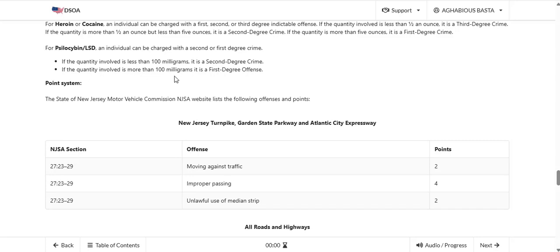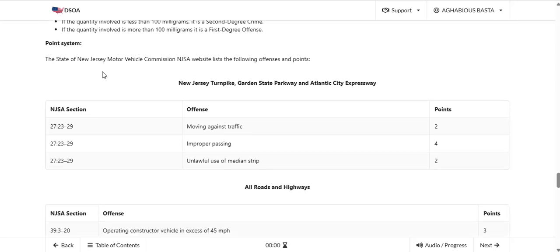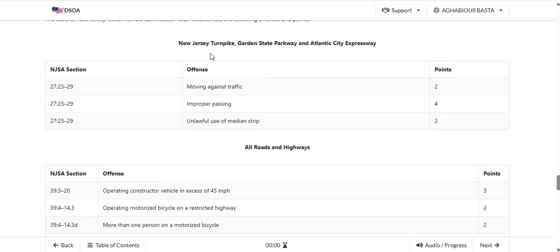Point system. The State of New Jersey Motor Vehicle Commission website lists the following offenses and points. New Jersey Turnpike, Garden State Parkway and Atlantic City Expressway. NJSA Section 27:23-29, offense, points: moving against traffic, 2; improper passing, 4; unlawful use of median strip, 2.